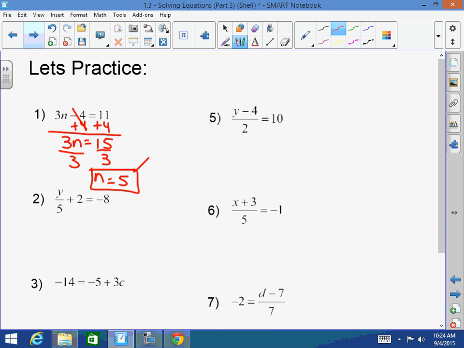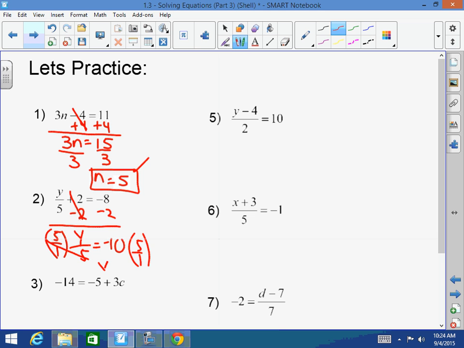Okay? For number 2, is there anything being added to or subtracted from the y? That's right. So how do I get rid of a positive 2? I subtract 2 from both sides. Then I've got y over 5 equals negative 10. What's the relationship between the y and the 5? They're being divided. How do I cancel division? That's right. You're going to multiply by the reciprocal.